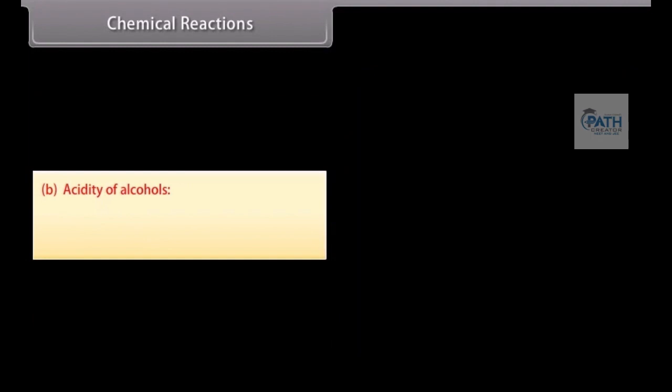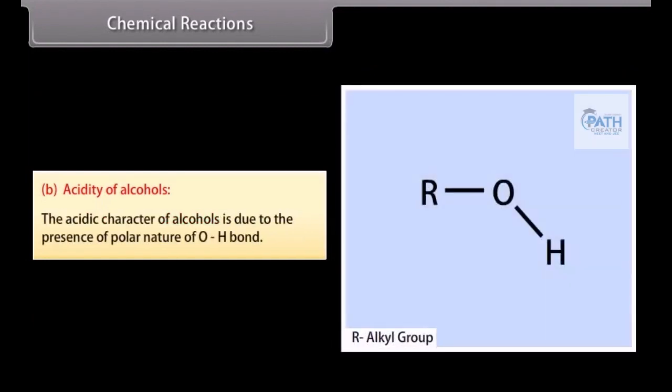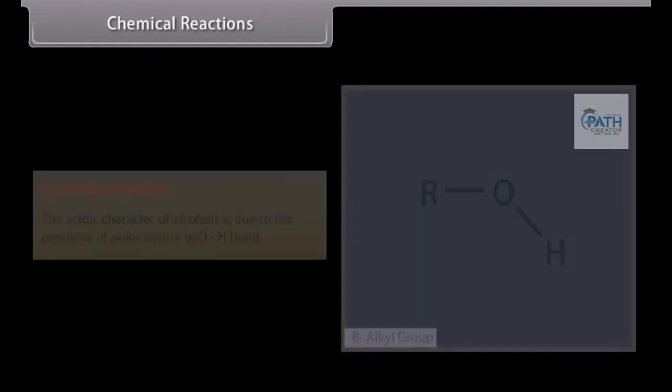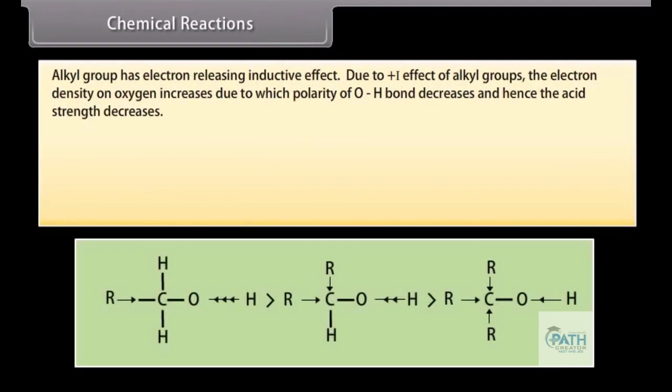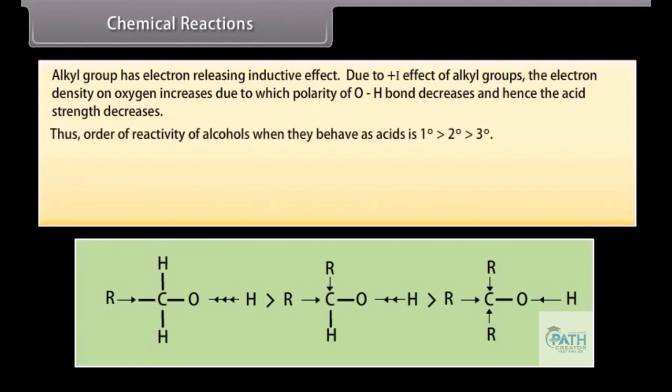Acidity of alcohols. The acidic character of alcohols is due to the polar nature of the OH bond. Alkyl group has electron-releasing inductive effect. Due to +I effect of alkyl groups, the electron density on oxygen increases, due to which polarity of OH bond decreases, and hence the acid strength decreases. Thus, order of reactivity of alcohols when they behave as acids is primary alcohol, followed by secondary and tertiary alcohol. Alcohols are generally weaker acids than water.